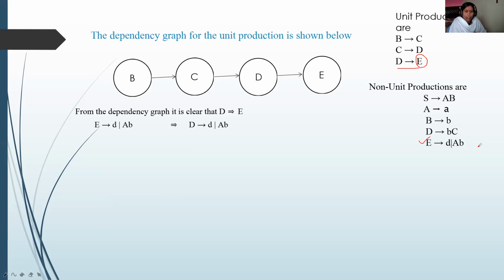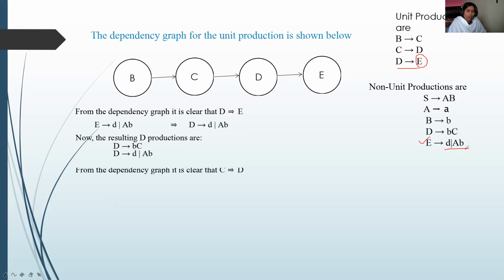So what we'll write here? E producing D or A, B is a non-unit production. So we'll replace this D producing E by D or A, B. So all the resulting D productions will be D produces BC, because here we have a non-unit production, D produces BC, or it is also producing E. So E is replaced by the non-unit productions of E, D or AB. Now the resulting D productions are this one.